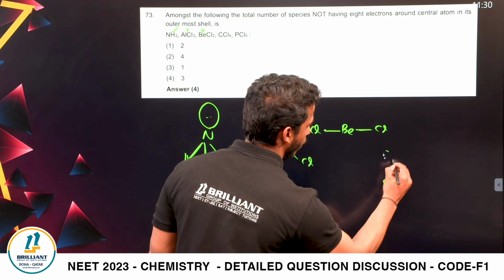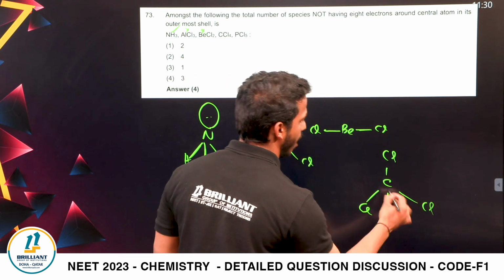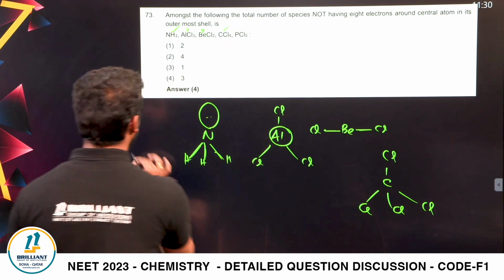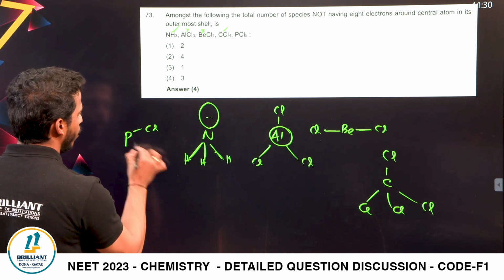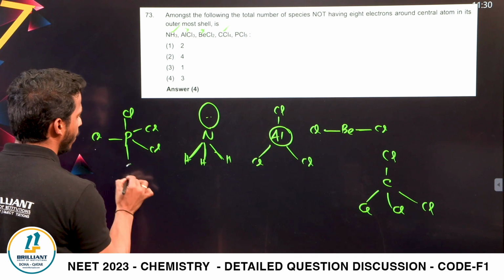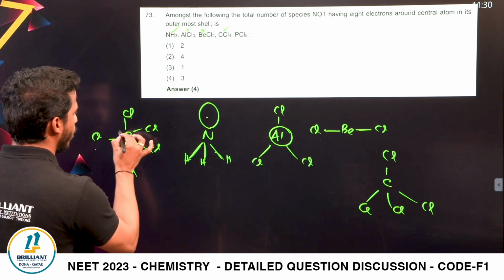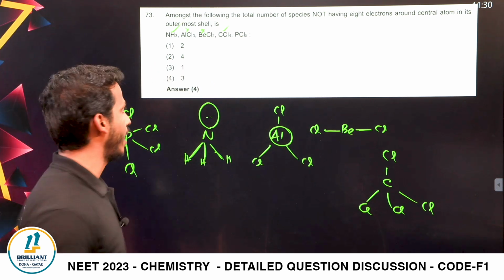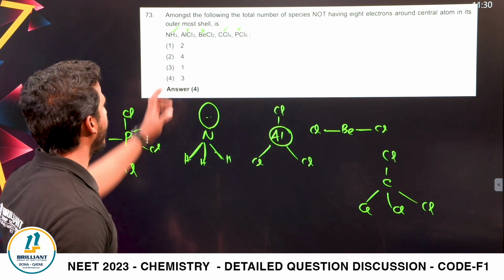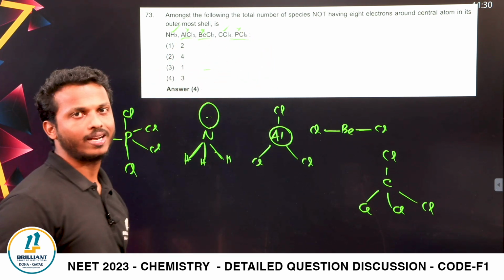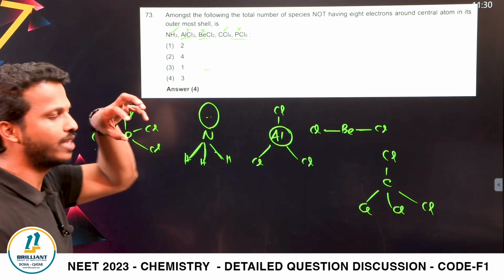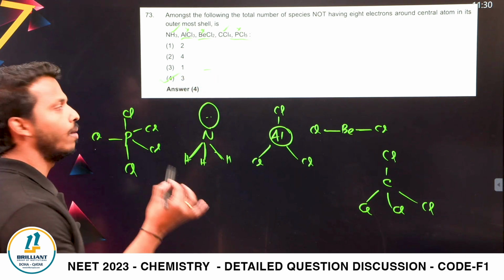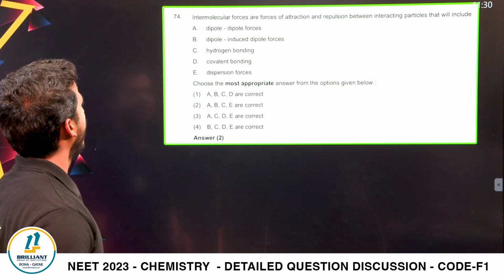What about CCl4, tetrahedral shape, where chlorine is connected to carbon, all 4 bonds are the same, 8 electrons are there, it's completed its octet. What about PCl5? PCl5 has a trigonal bipyramidal shape where phosphorus has an expansion of octet because there are 5 bonds with the phosphorus. 5 bonds means 10 electrons. It's more than 8, right? So it's also not an answer. So these 3 species do not have 8 electrons on the central atom. So 3 compounds are there without completion of the 8 electrons on the central atom.